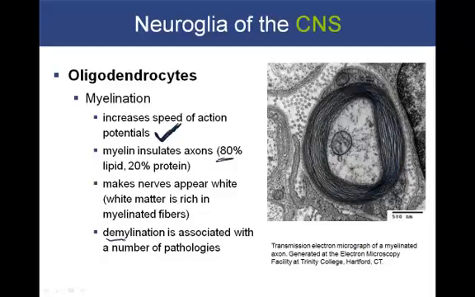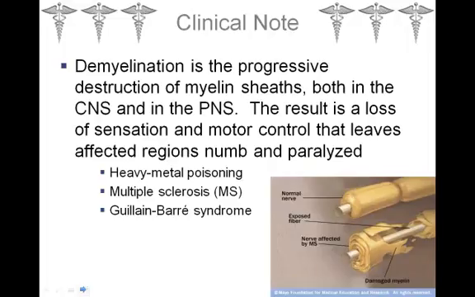Demyelination, the destruction of myelin, is associated with a number of pathologies. You have a clinical note on page 397 that covers various pathologies associated with demyelination. Down here in this picture, we see that you have a normal nerve, and underneath we have a nerve that is affected by multiple sclerosis, and we can see that the myelin sheath is being damaged.